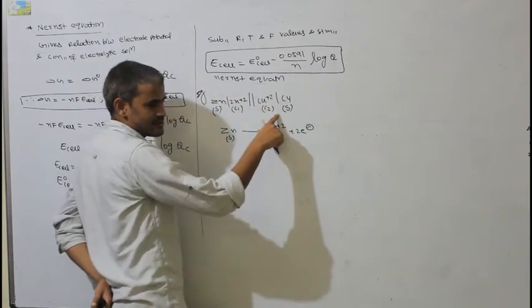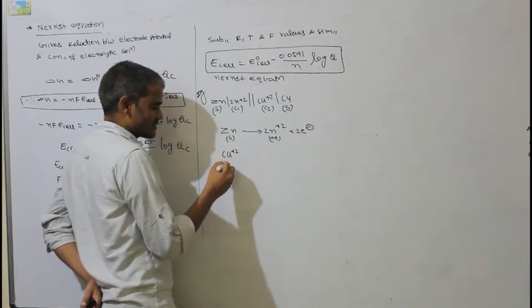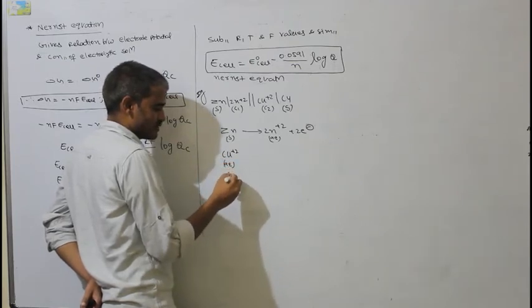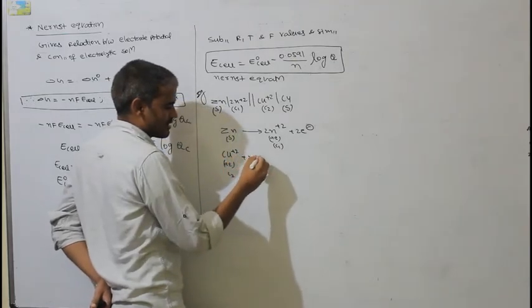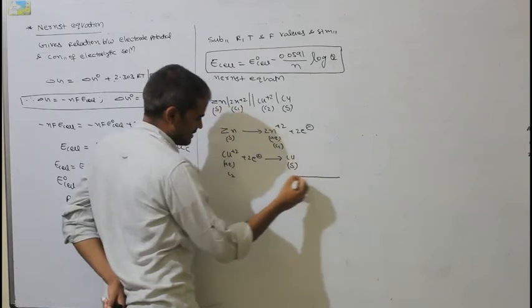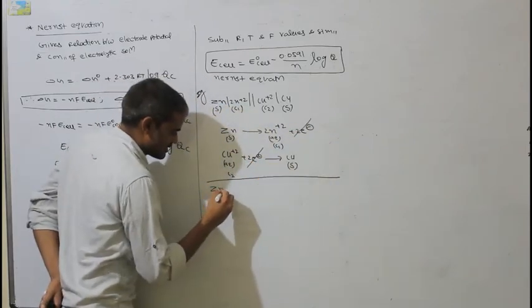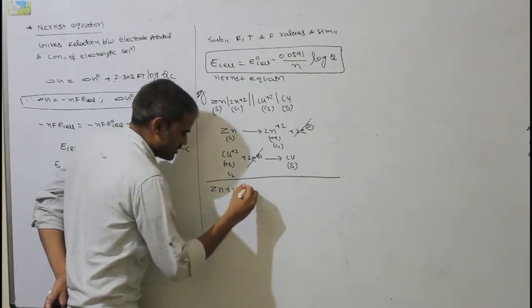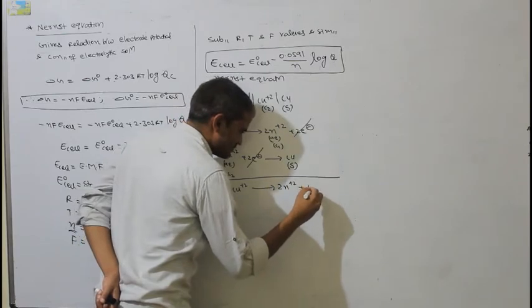This is the cathode reaction. At the cathode, what is happening? Cu2+ aqueous, having concentration C2 (here it is C1), accepts 2 electrons and converts into Cu solid. Add both equations by cancelling similar terms. So it becomes Zn + Cu2+ gives Zn2+ + Cu.